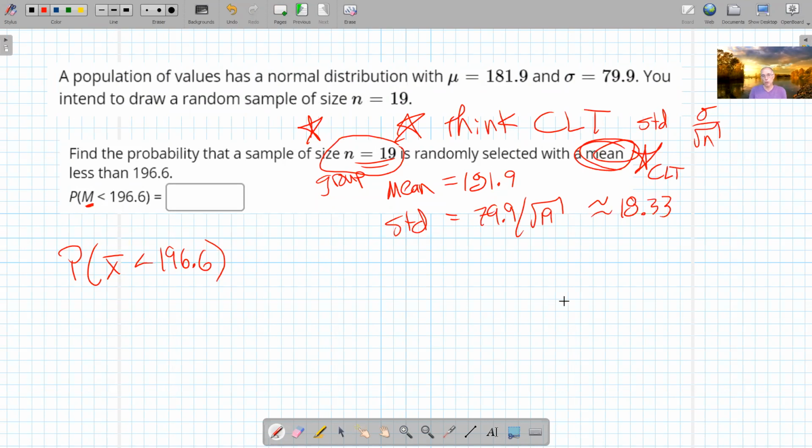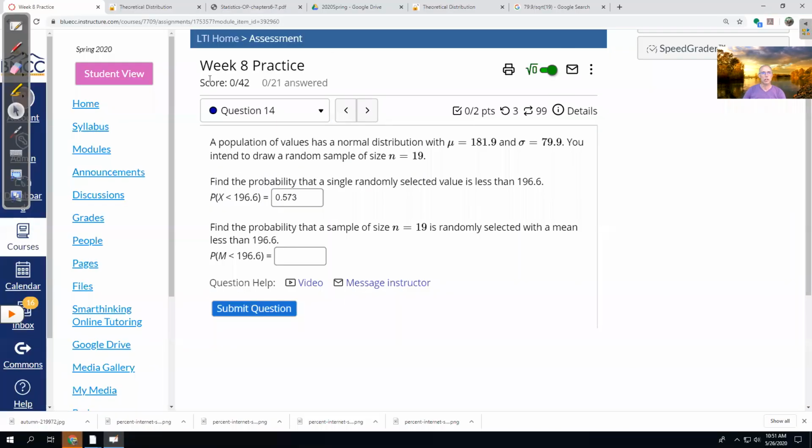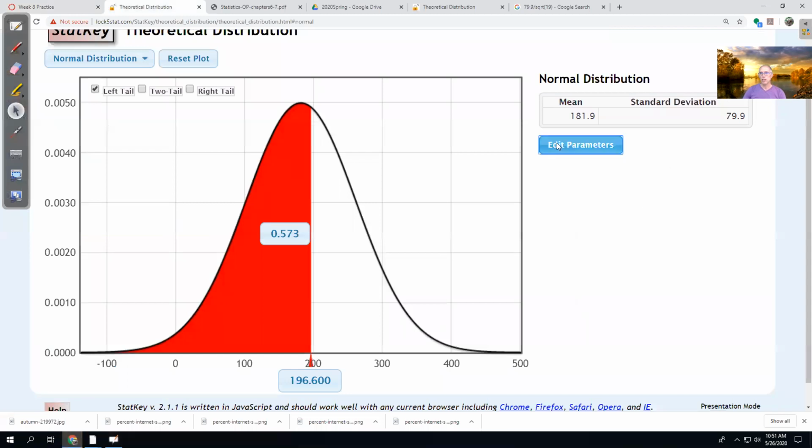All right, so the only way to do this is to whip out a calculator that does this kind of thing, where we tell it what is the mean, what is the standard deviation, and what score we are interested in. Again, this is a less than, so it's a left tail. If it was a greater than, it'd be a right tail. So less is left. All right, find your calculator and adjust it. So I need to edit the parameters.